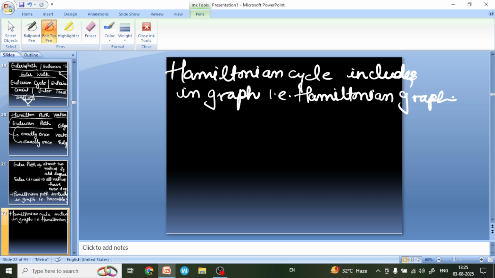Any Hamiltonian cycle can be converted into a Hamiltonian path by removing one of its edges, but a Hamiltonian path can be extended to a Hamiltonian cycle only if its endpoints are adjacent.